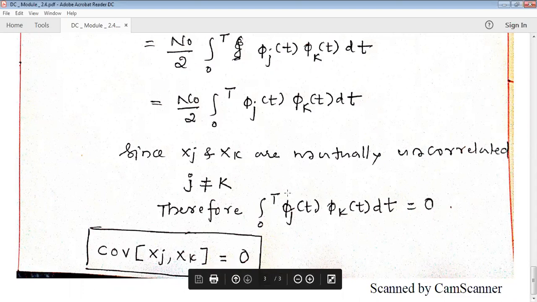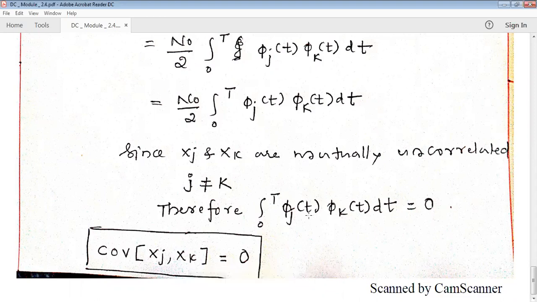So this is about the statistical characterization of the random variable xj with respect to mean, variance and covariance.